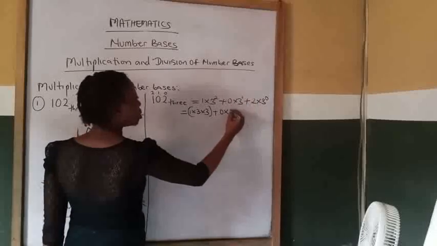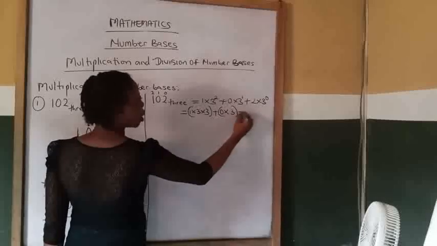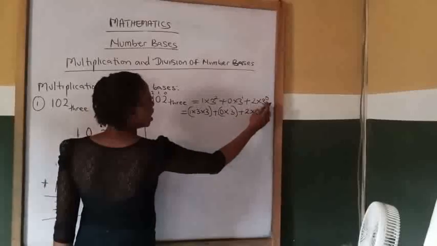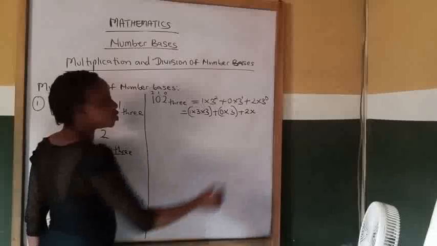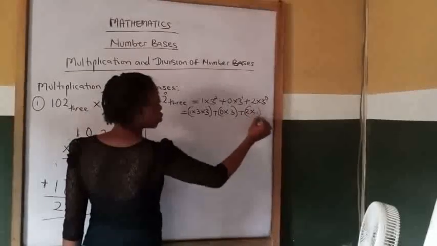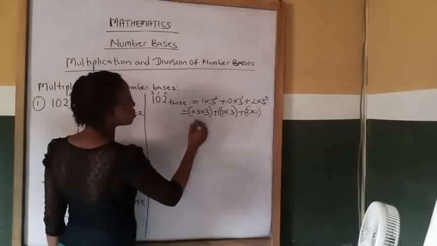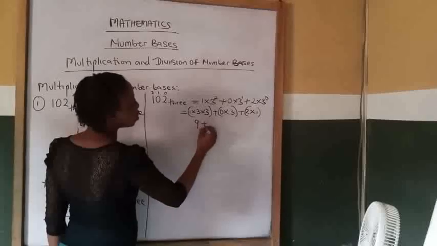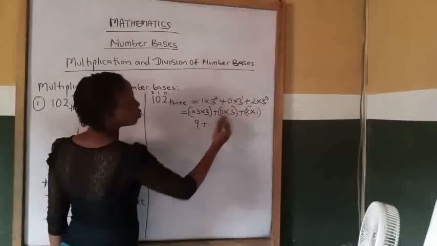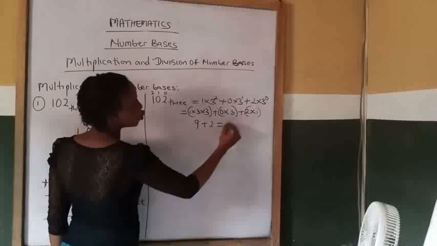So 3 raised to power 1 is equal to 3. Then plus 2 times any number raised to power 0 is what? Is 1. So let's add what we have here together. 3 times 3 will give us 9. Then 9 plus 0 times 3 will give us 0, plus 2. That is equal to what?